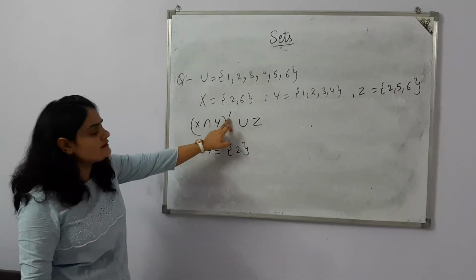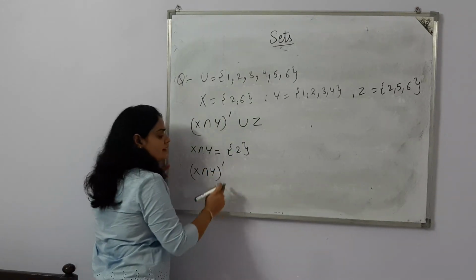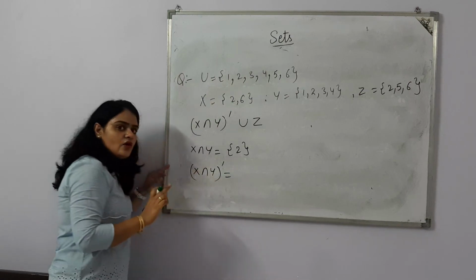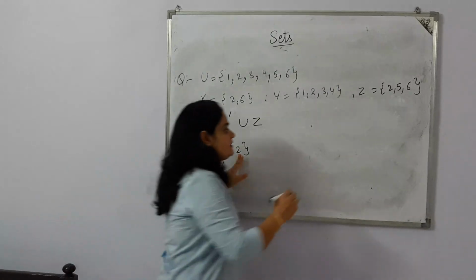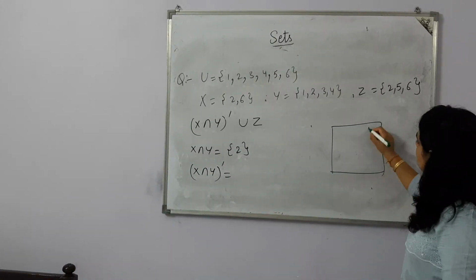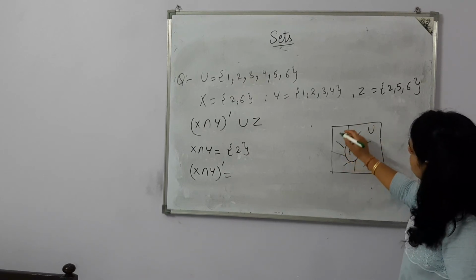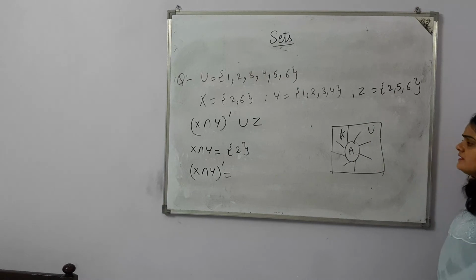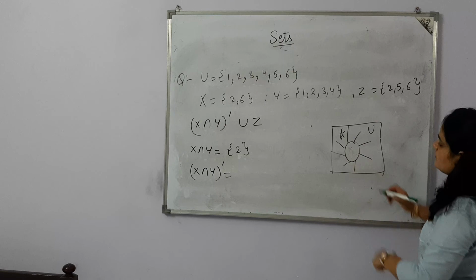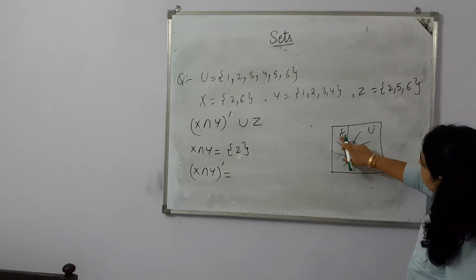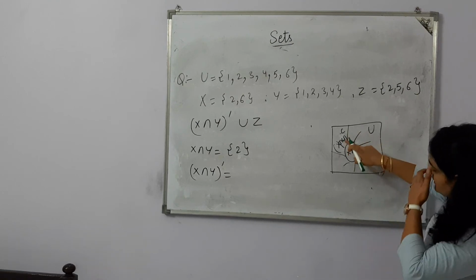So we need to find the complement of X intersection Y. The complement of this set means all the elements of U except this. In the universal set, if this is your A set, then A's complement is this portion. This is your A complement, and here instead of A we have the set X intersection Y, and we just want to find its complement.